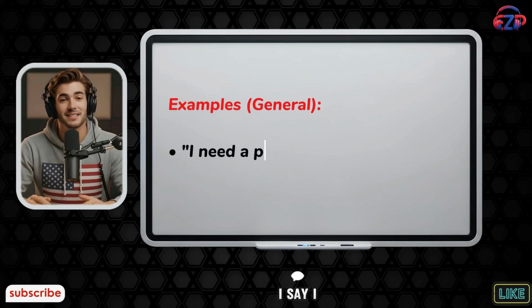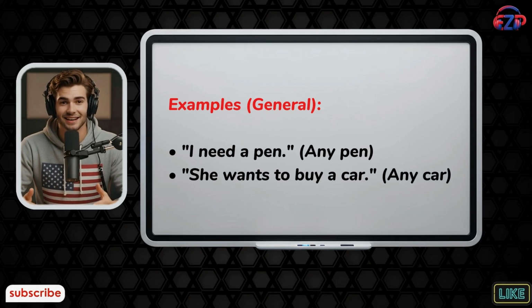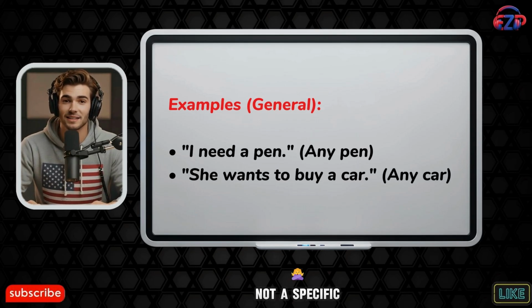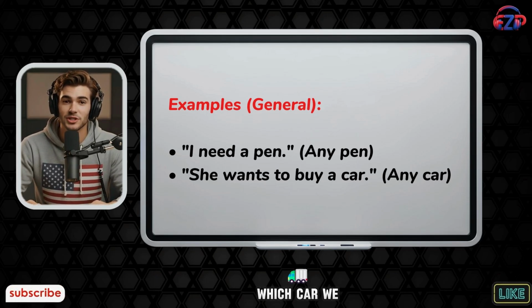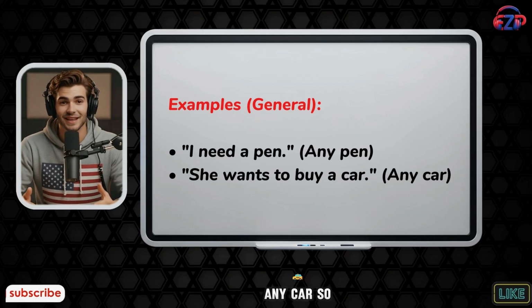For example, if I say, I need a pen, I mean I need any pen, not a specific pen. It's the first time I'm mentioning it. Or she wants to buy a car. Which car? We don't know yet. Any car. So we use a.